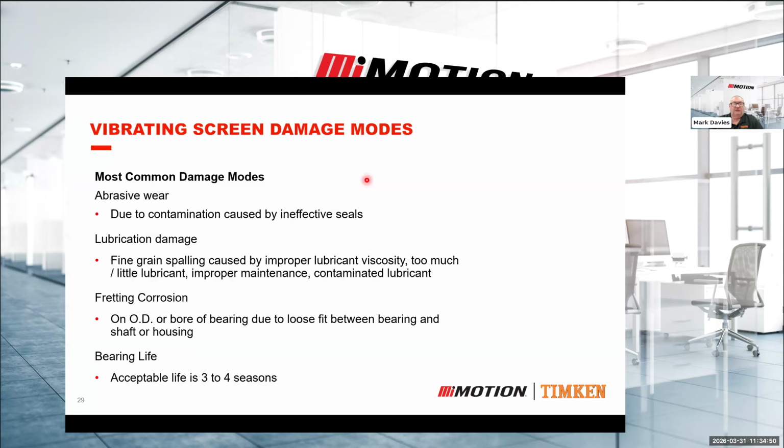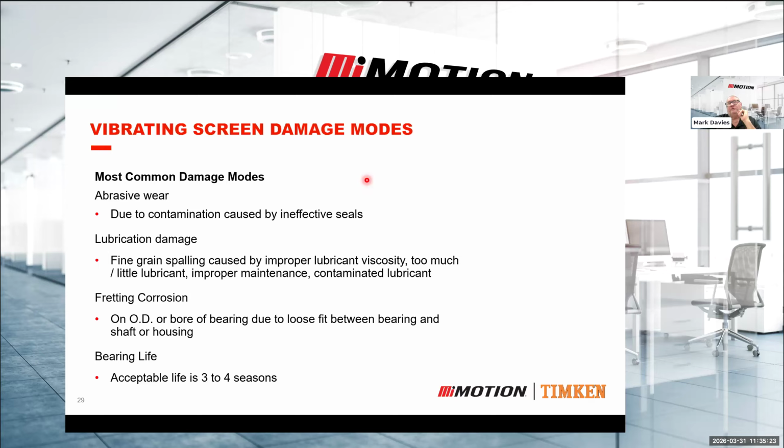So damage modes that we get with screen bearings is, again, contamination. We get contamination being pushed into the screens when they're doing the washdowns. All the seals are starting to wear. Again, it's a higher speed application, so the seals do wear out faster. The lubrication becomes more like a grinding paste or a lapping paste, with very fine hard particles in the lubrication. So it does cause issues with fine grain spalling.